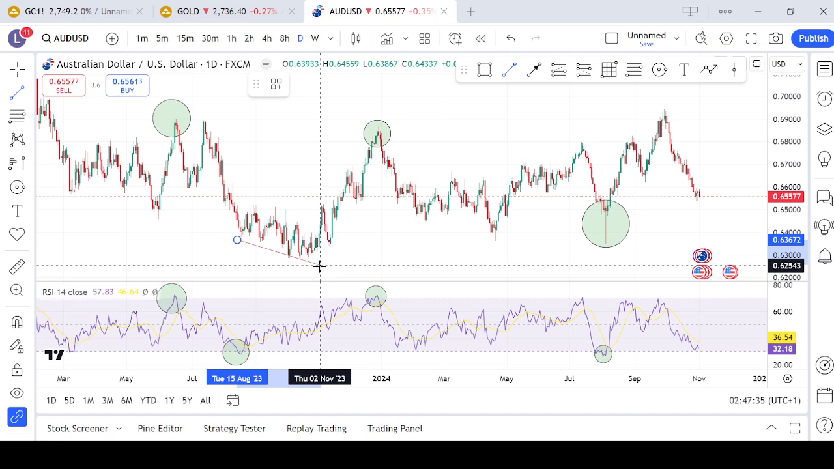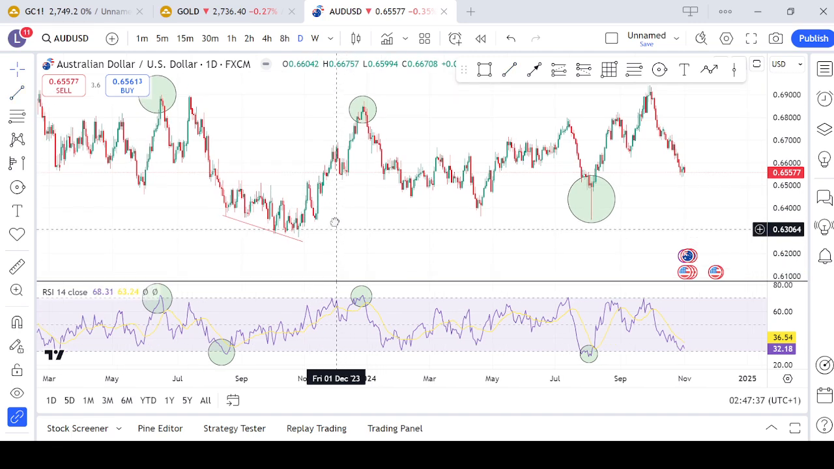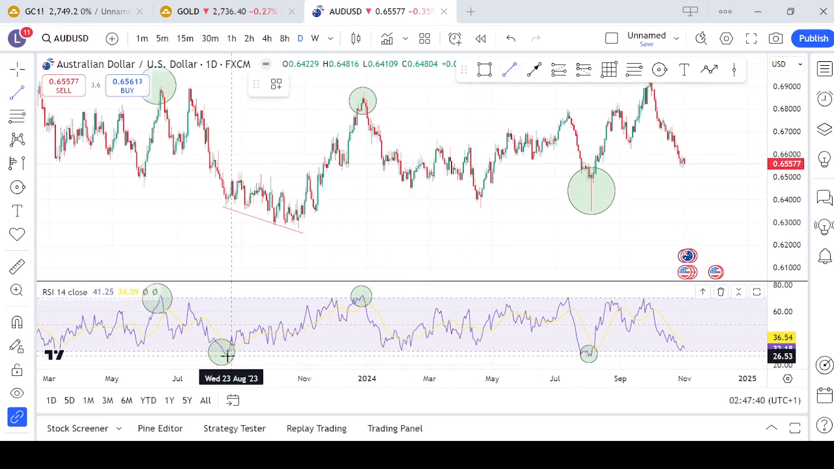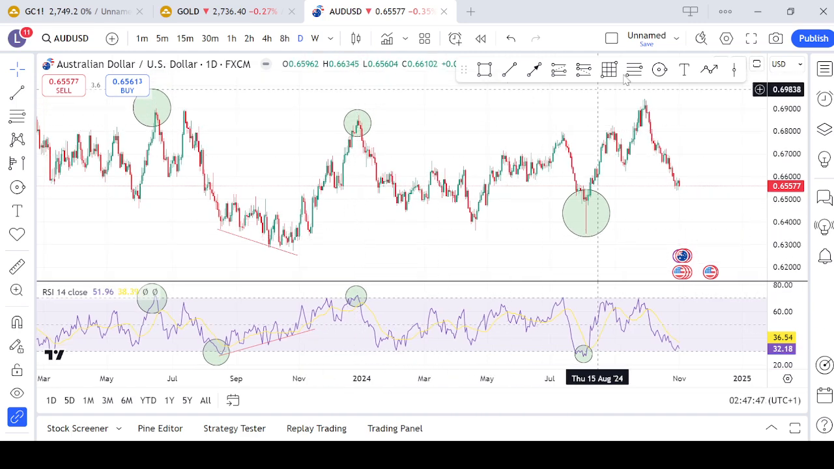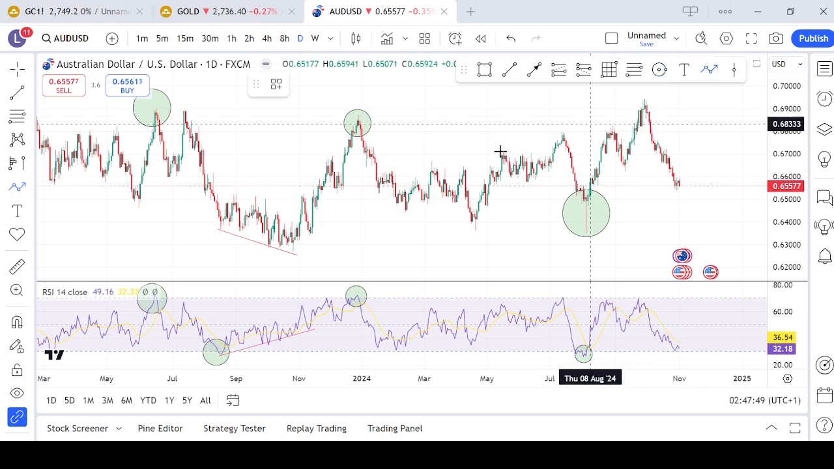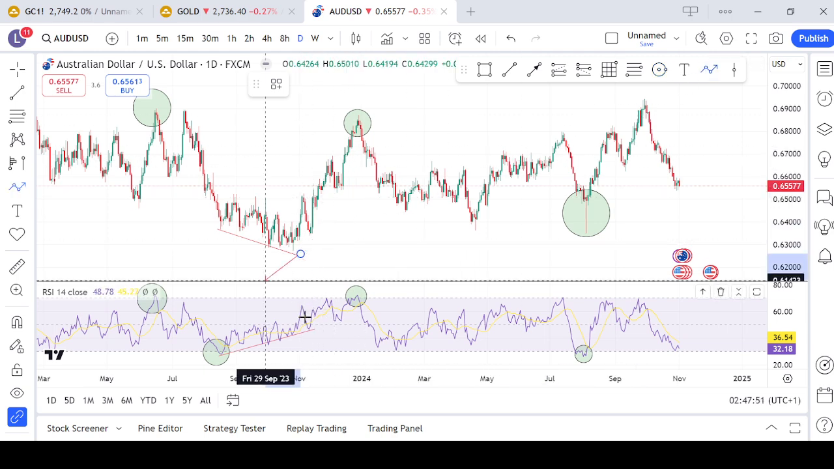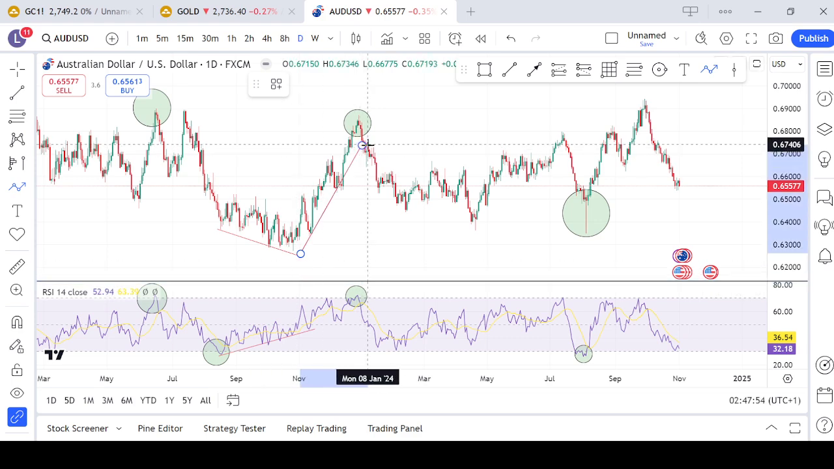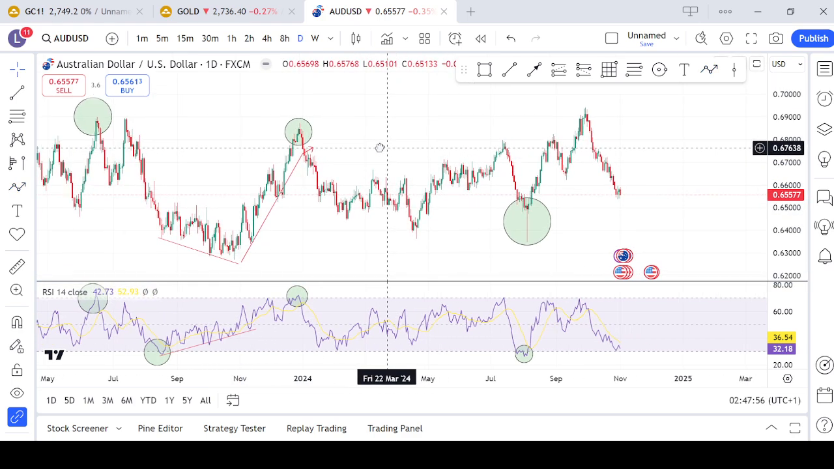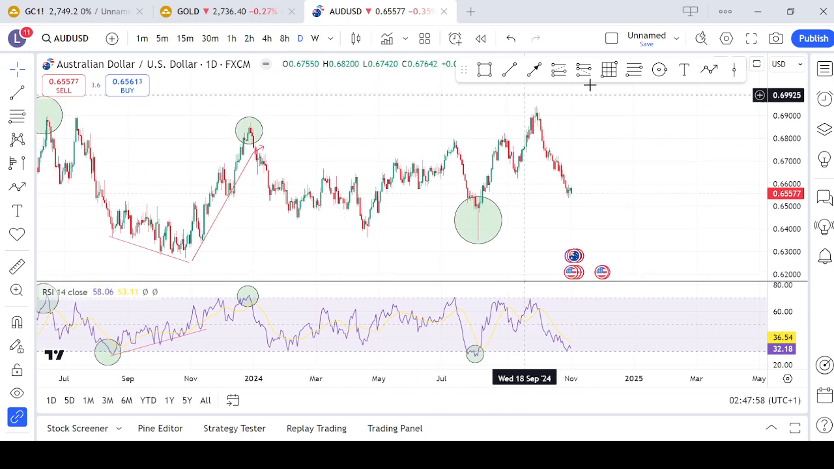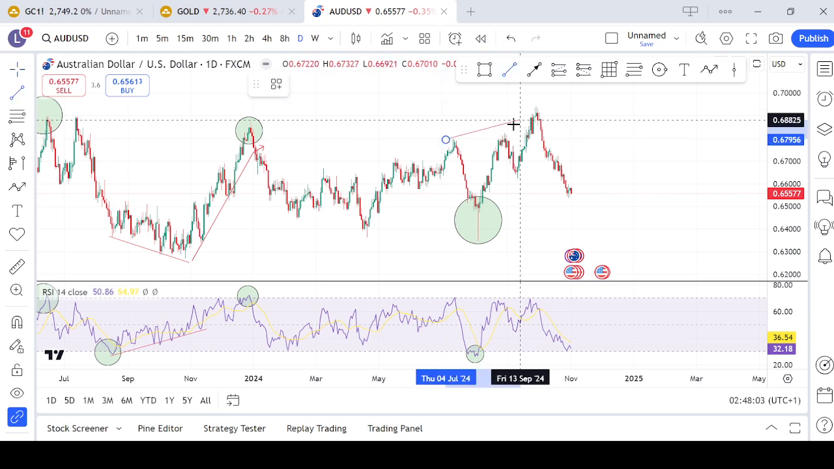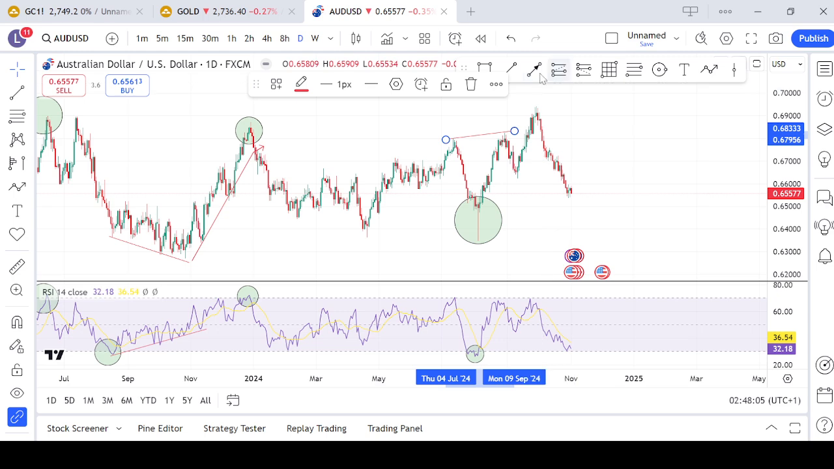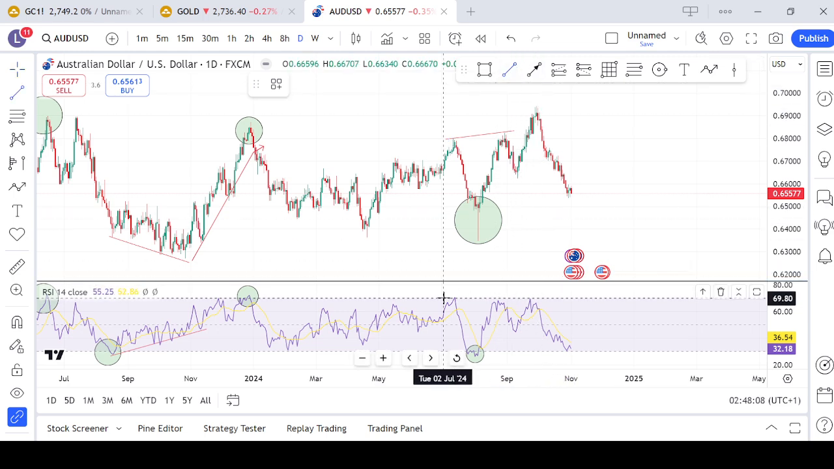You can see this price making lower lows here, but the RSI had other plans, was making higher lows. So that signifies a bullish divergence in play, and you can see price quickly reversing after that divergence. And you can see this one, see this bearish divergence here, price making higher highs, but you see the RSI making lower highs here.